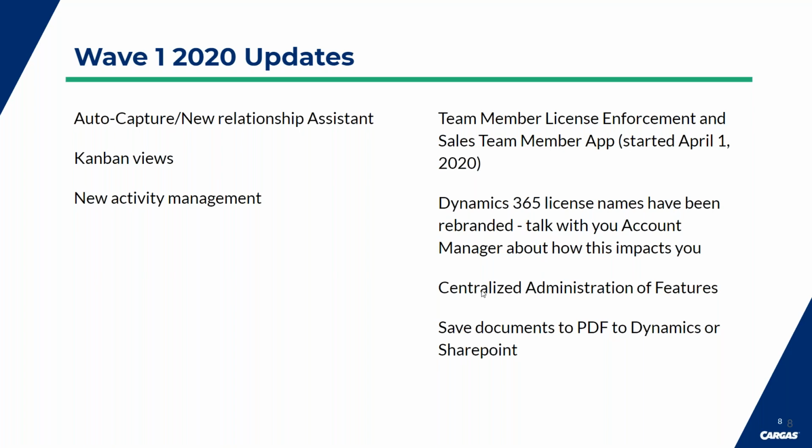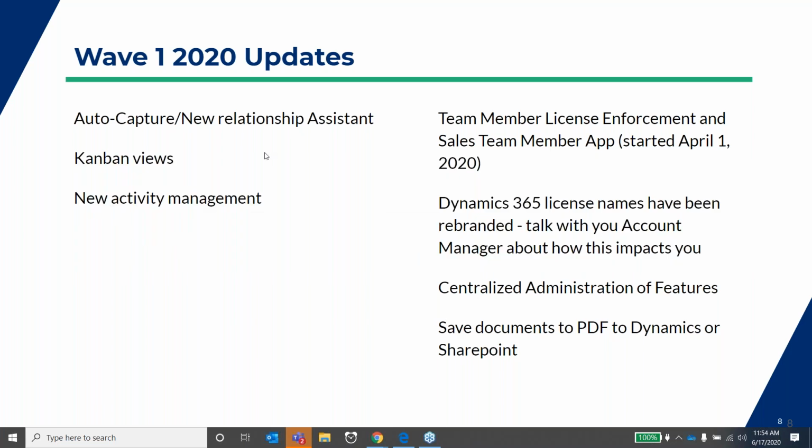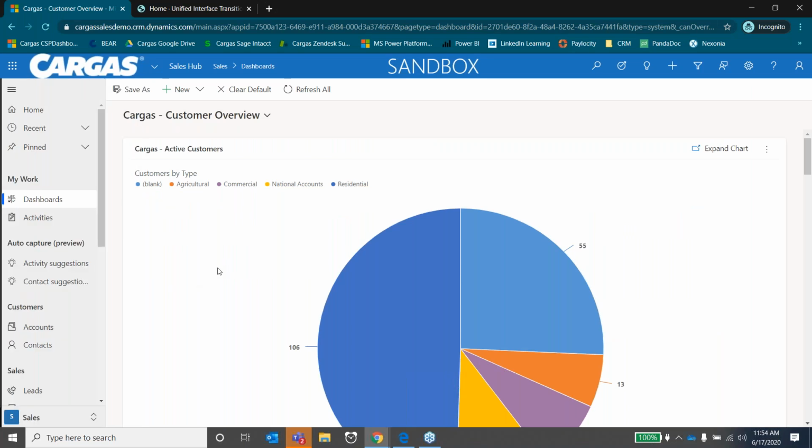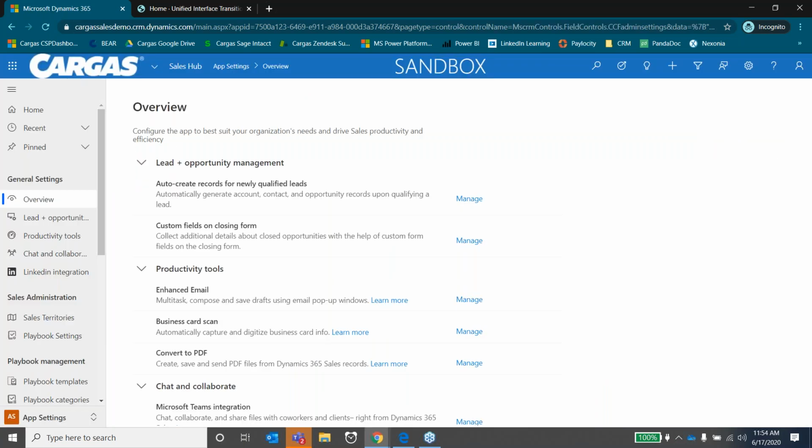The other two things that I wanted to point out are centralized admin features and how you get to that, some of the cool things that we talked about today, and then finally, this PDF converter option for the Wave 1 update. So when you're in any of the unified interfaces, depending on your permissions, of course, you may have access to an area here called App Settings. So if I select that, I'm logged in here as an administrator, so I can see these areas.